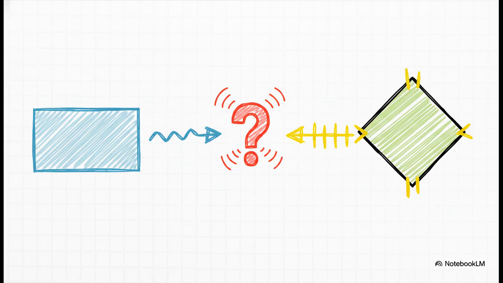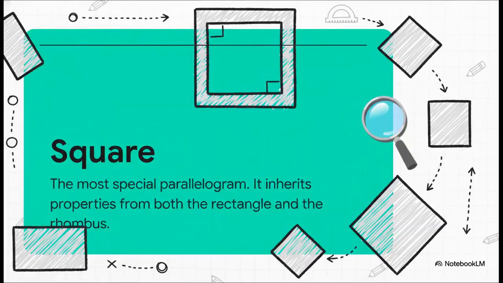What amazing shape does that fusion create? You get a square, of course! The square is basically the superstar of the family. It's like the grandchild that got all the best traits from both of its parents, the rectangle and the rhombus. It really is the whole package.